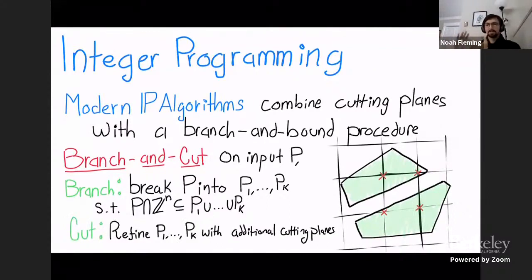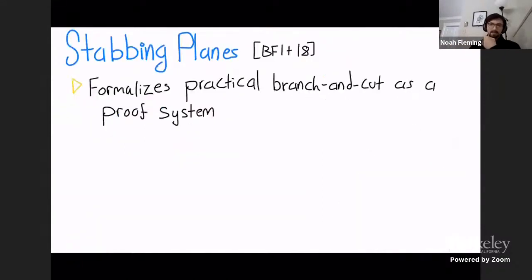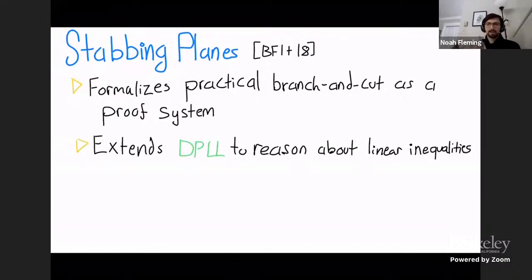And then the second step is we cut. So we refine these polytopes that we got by additional cutting planes. Here's a little example. And then we recurse on each of the polytopes that we got. Okay. And so in 2018, we introduced the stabbing planes proof system as a way to formalize practical branch and cut algorithms as a proof system. You can think about stabbing planes as an extension of DPLL to reason about linear inequalities. I'll show you that in a minute.